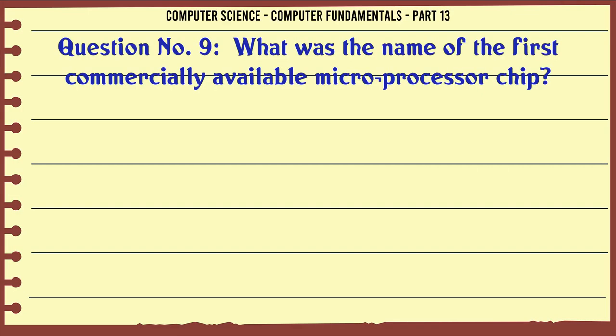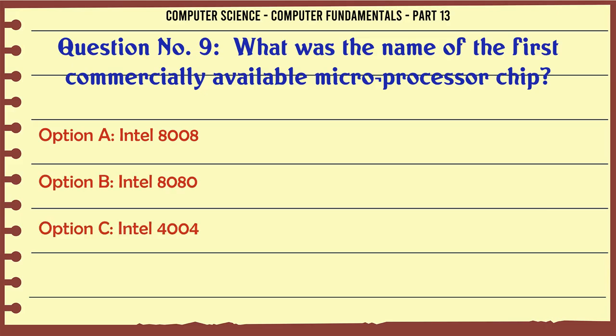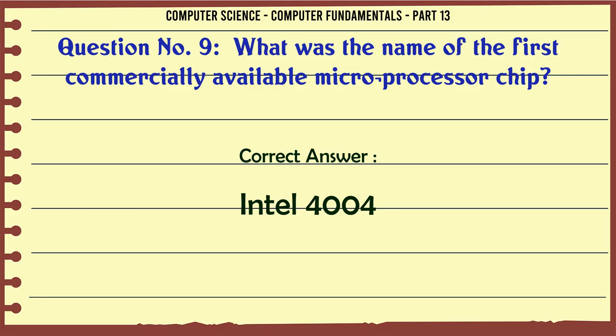What was the name of the first commercially available microprocessor chip? A. Intel 8008. B. Intel 8080. C. Intel 4004. D. Motorola 6809. The correct answer is Intel 4004.